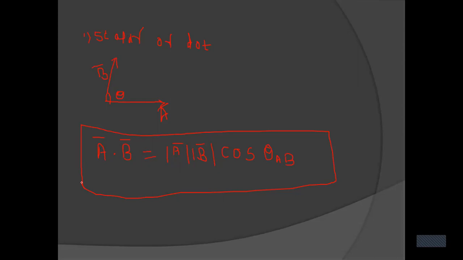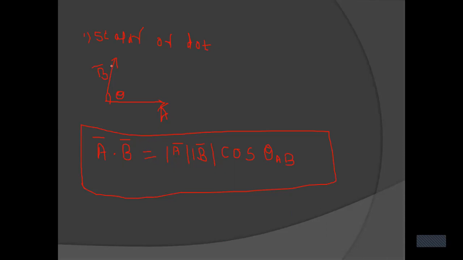And note, this scalar or dot product is defined as the product of the magnitude of A bar, then the magnitude of B bar, and the cosine of the angle between them.